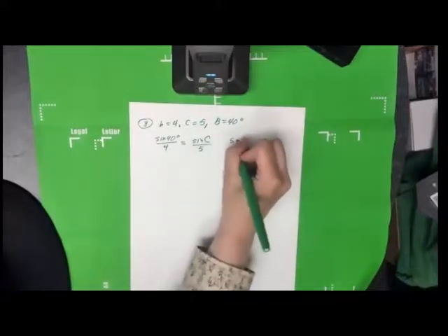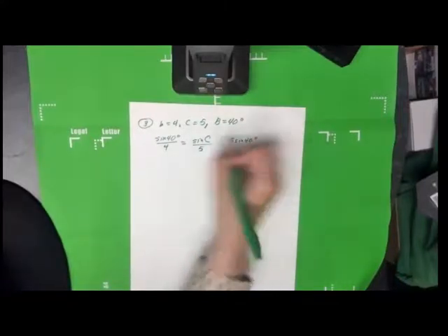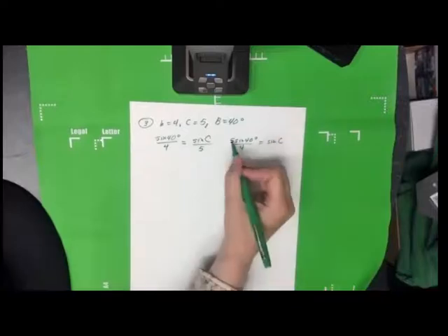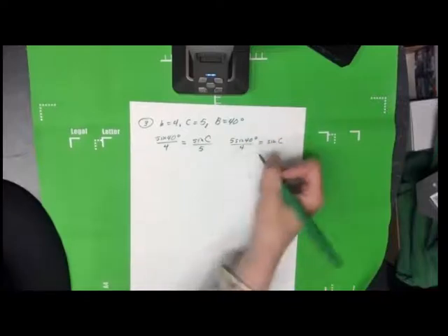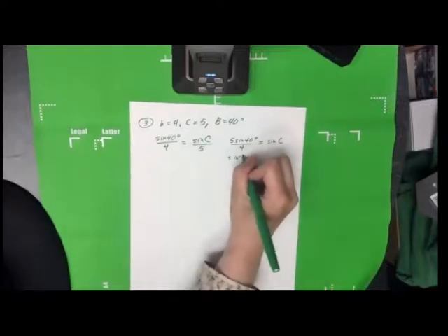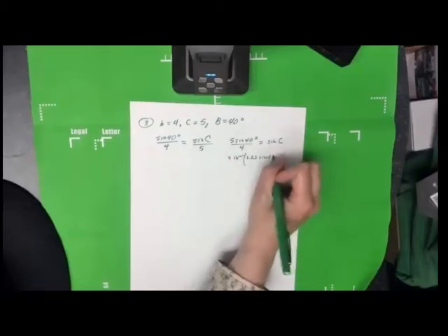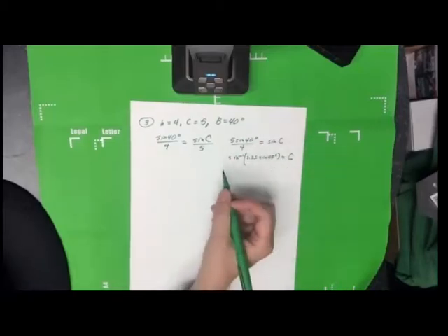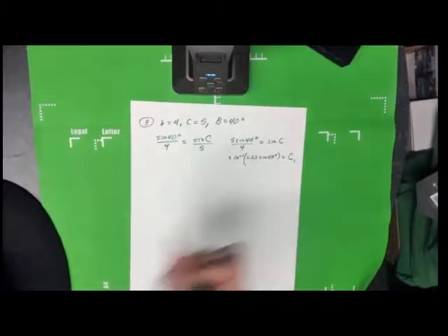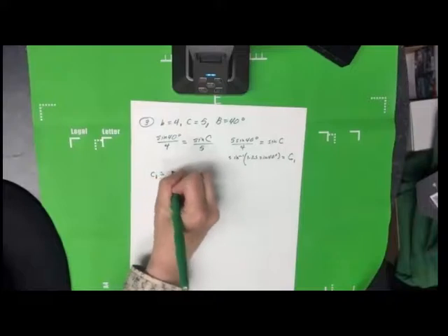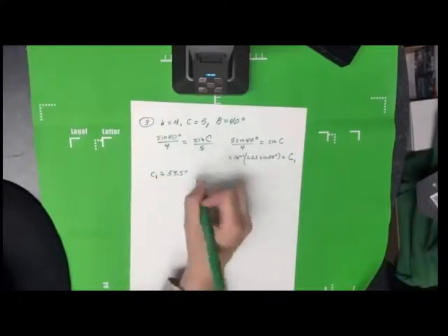So I have 5 times sine of 40 is 4 times the sine of C, or 5/4 sine of 40 is the sine of C. Or it might be easier to think of this as 1.25 times sine of 40. In other words, C is the inverse sine of all that. We'll call that C1. So we work it out in your calculator. You get that C1 is about 53.5.